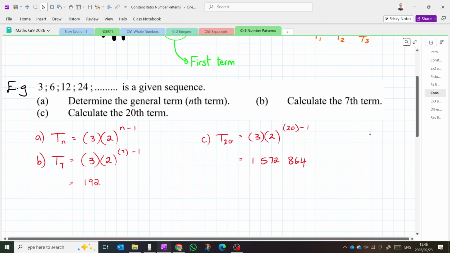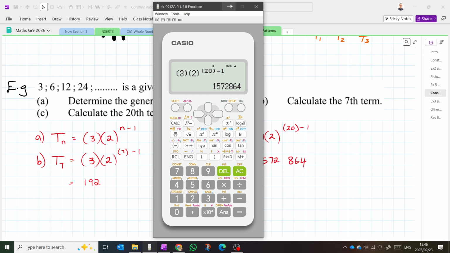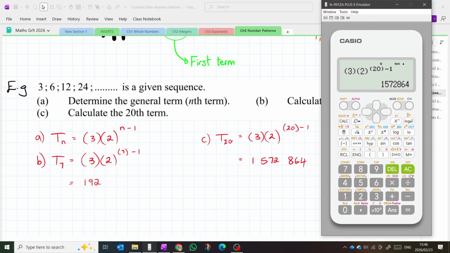1,572,864 if we consistently just multiply by 2. Okay, and we can easily check that. The multiplication ones aren't that difficult to check. If I start with 3 and I multiply the answer by 2, it gives me 6, then 12, then 24. So that's the 4th term, 5th term, 6th term, 7th term. Makes sense. 192. 8th, 9th, 10th, 11th, 12th, 13th, 14th, 15th, 16th, 17th, 18th, 19th, 20th term. And that also works out perfectly fine.